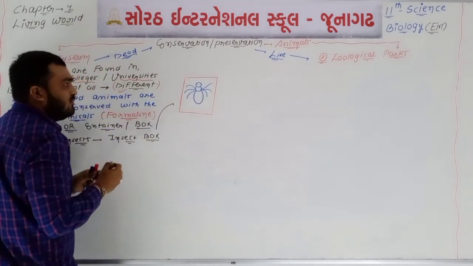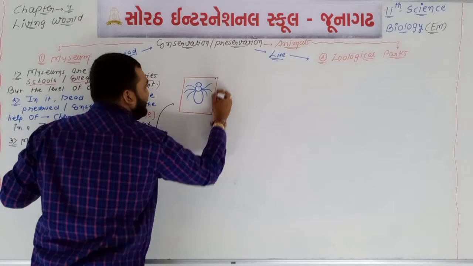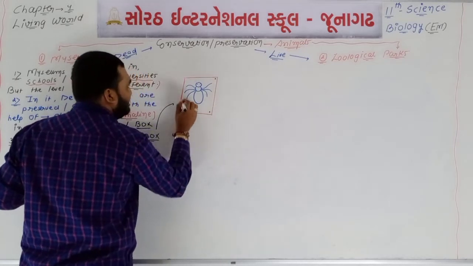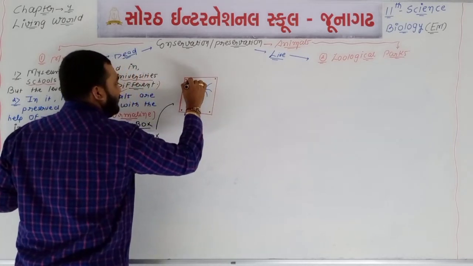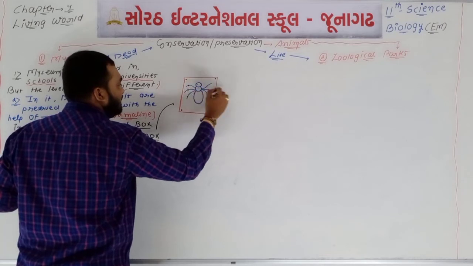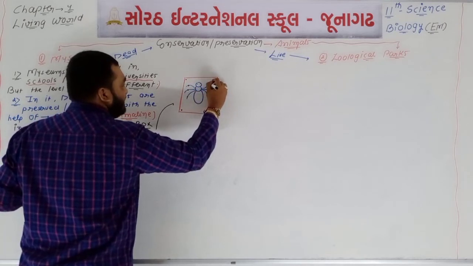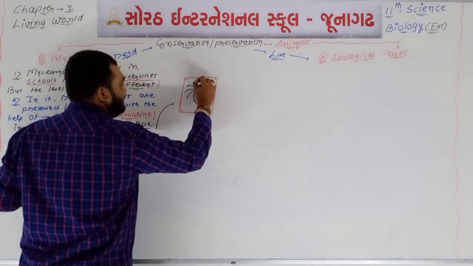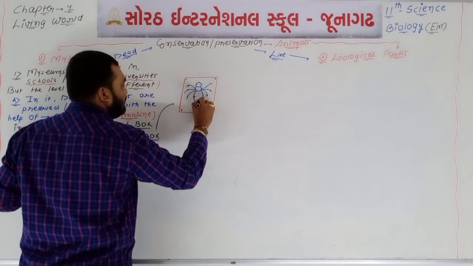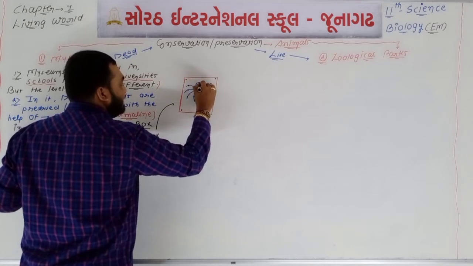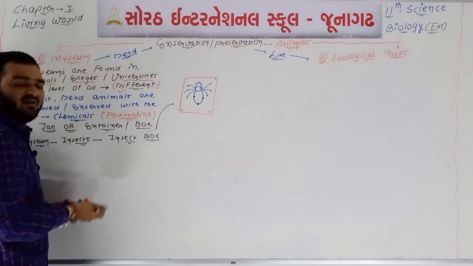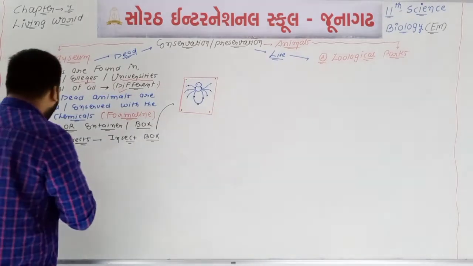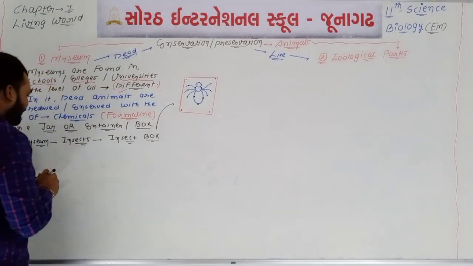Then we pin this region, and we also pin all of these. It means we are fixing the position of the insect. It is one type of insect box. So in a museum insects are also preserved.